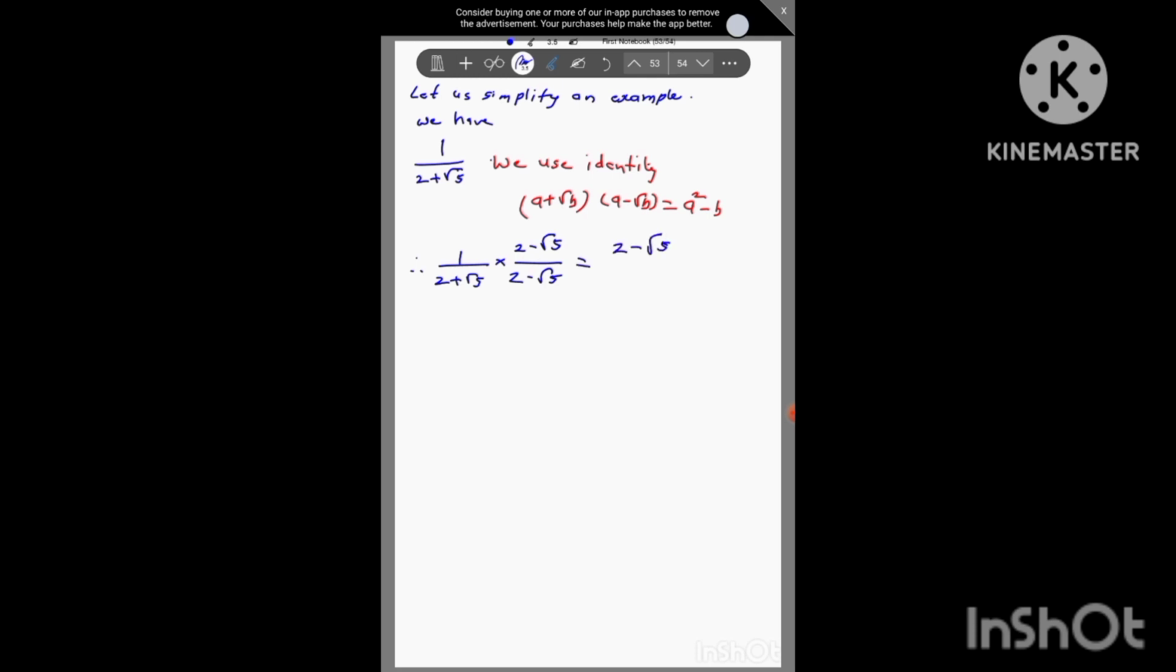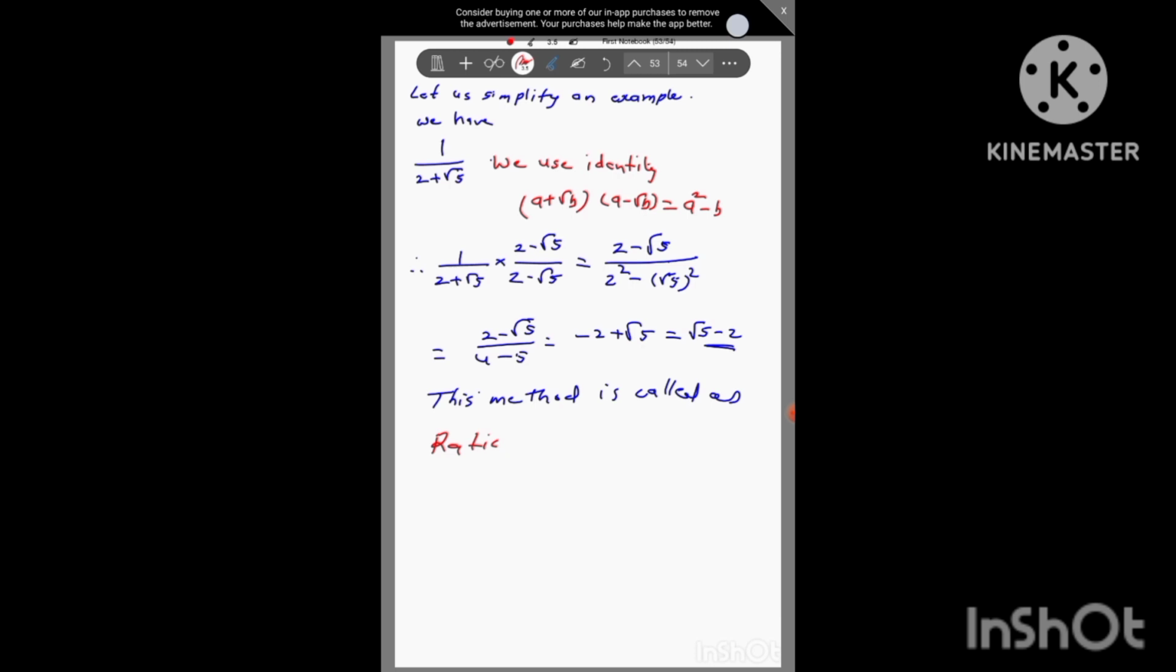So we get 2 minus root 5 in the numerator and 2 square minus root 5 square in the denominator. So that solves it again. 2 square minus root 5 square is 4 minus 5 and you get minus 1. Take the sign inside and you get minus 2 plus root 5, that is root 5 minus 2. This way we have simplified the problem by rationalizing the denominator. Remember this method, try to solve the problems. Though it is very simple, you need to solve as many problems as you can.